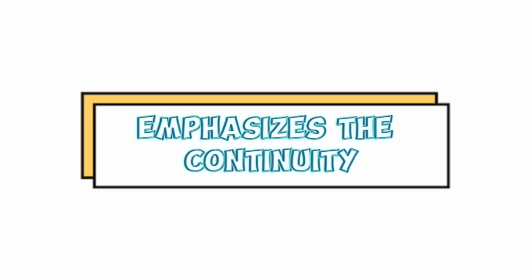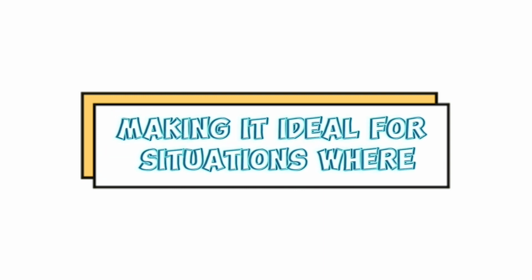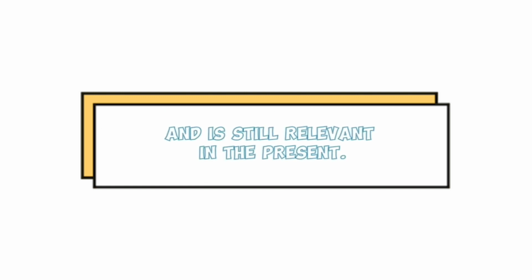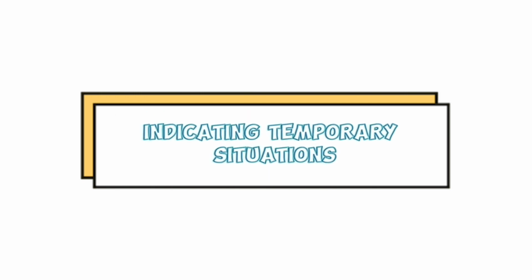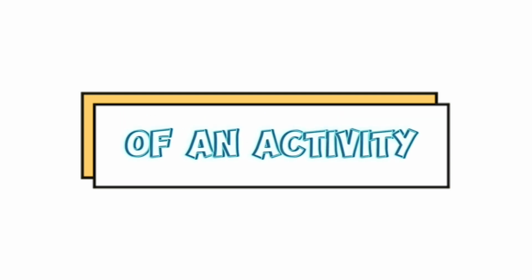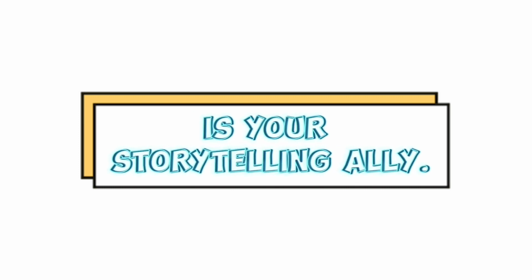Remember, the present perfect continuous tense emphasizes the continuity and ongoing nature of actions, making it ideal for situations where you want to convey that an action started in the past and is still relevant in the present. So, whether it is about describing ongoing actions, indicating temporary situations, or focusing on the ongoing effects of an activity, the present perfect continuous tense is your storytelling ally.